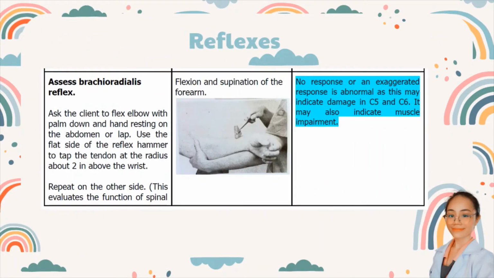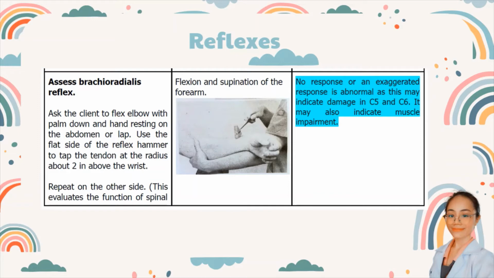Next, we have to assess the brachioradialis reflex of our client. So ask the client to flex the elbow with palm down and hand resting on the abdomen or lap. Then use the flat side of the reflex hammer to tap the tendon at the radius about 2 inches above the wrist, and then repeat on the other side.